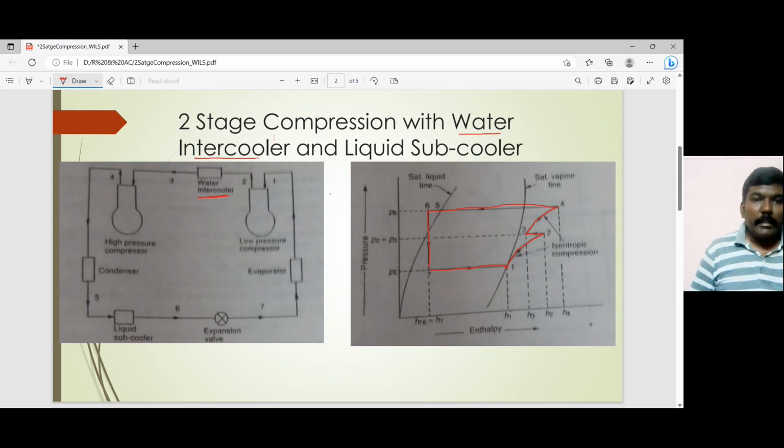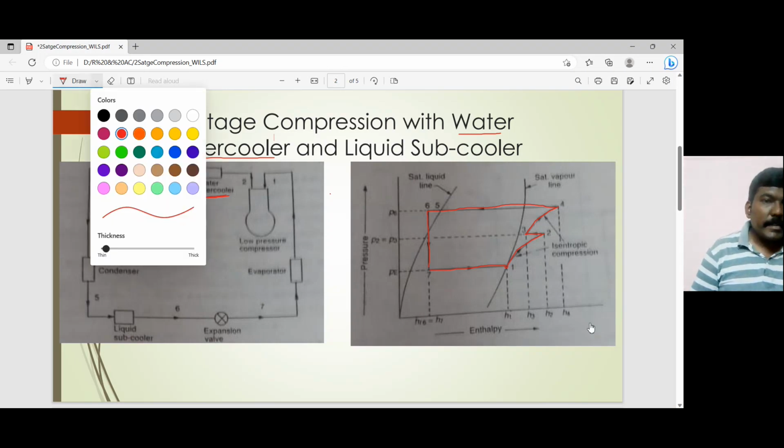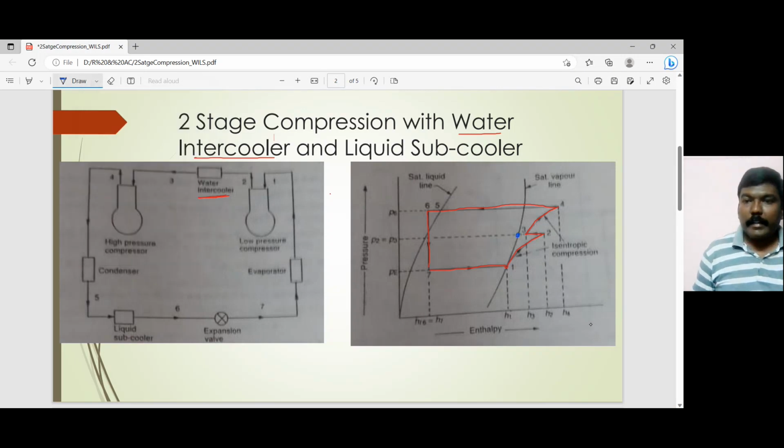In the water intercooler, when you de-superheat it, it is not going to reach the saturated vapor state. So let me point it over here. When you use a liquid intercooler, the 2-3 would have been this blue color line, but now what we have is a red color line, which is 2-3. So the refrigerant is still in the superheated state. That is the difference between water intercooler and liquid intercooler. Here we use a water intercooler where the refrigerant is still in the superheated region.